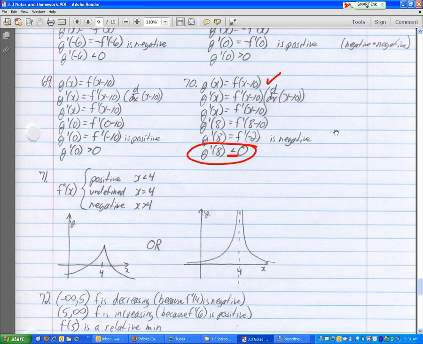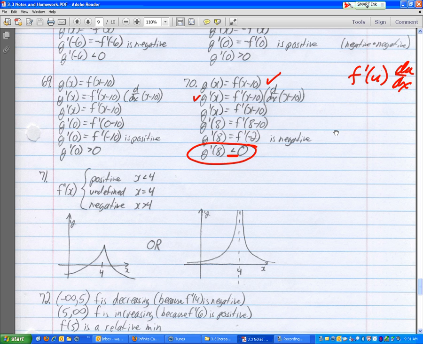So I'm going to take the derivative of both sides. Taking the derivative of g of x is a piece of cake. It's g prime of x. Now, taking the derivative of f of x minus 10 is a little different, because that's not really an f of x, is it? It's an f of u, where u equals x minus 10. So I've got to chain rule it. Remember, one of our versions of the chain rule said the derivative equals f prime of u times the derivative of u.